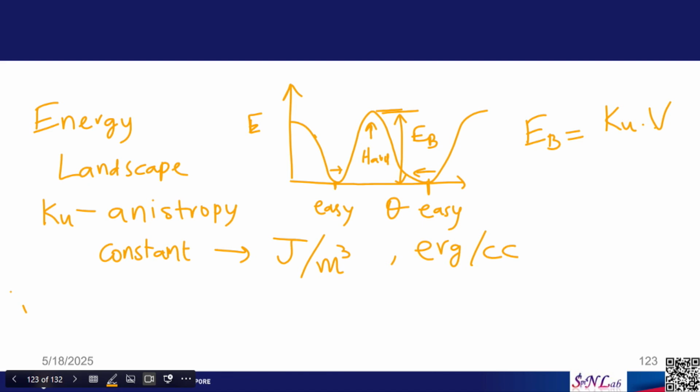So, this KuV is the one that keeps the magnetization fixed in a particular direction.